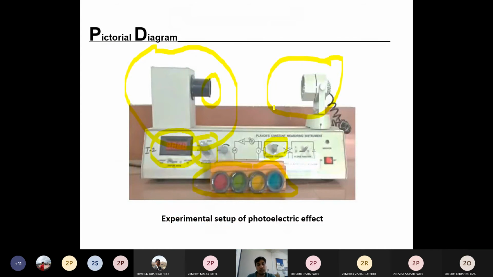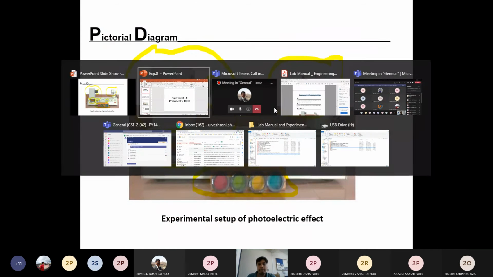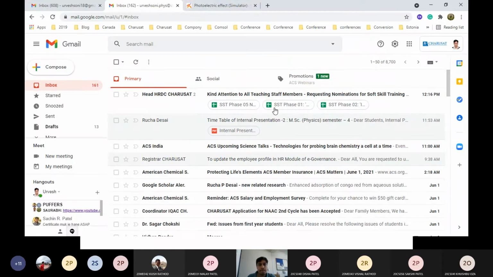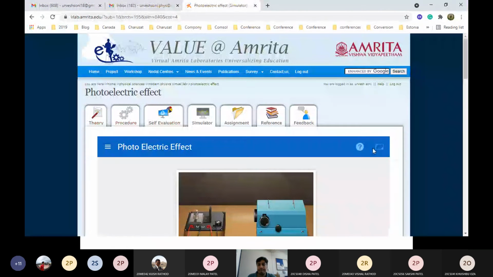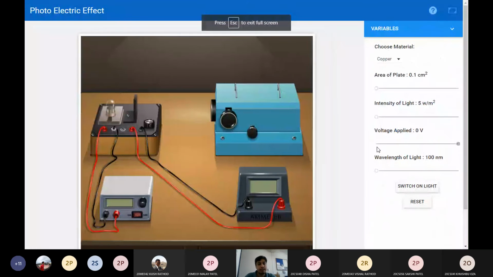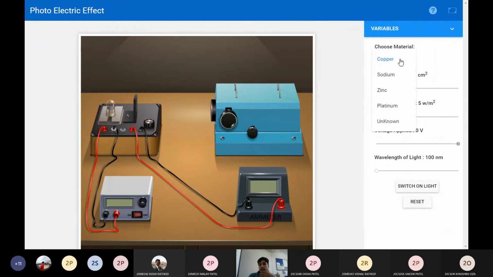Apart from this PPT, we do have a simulator. So in the simulator we can see some variables. We can change the material. For example, I am taking copper right now, and I switch on the light. Once I switch on the light, we can see the light is on.